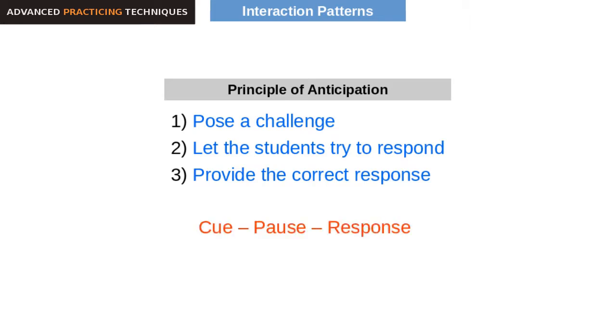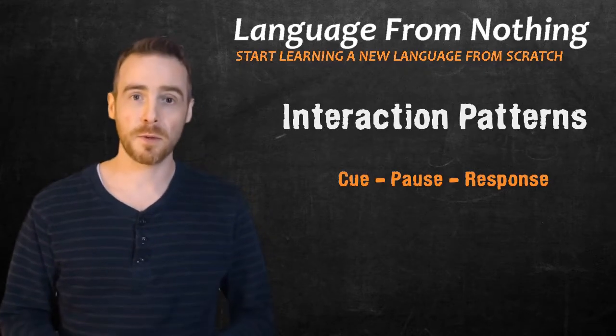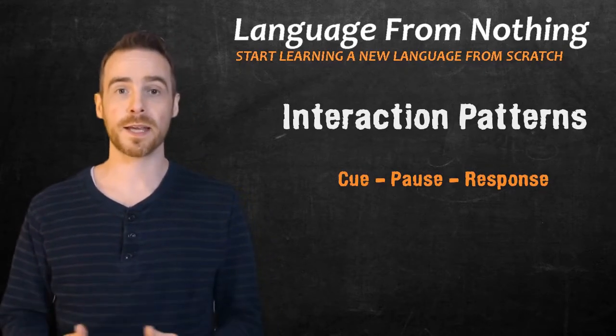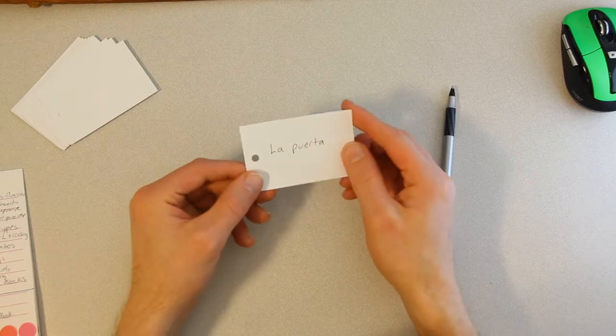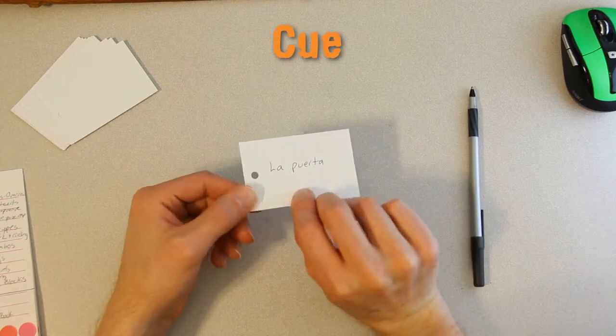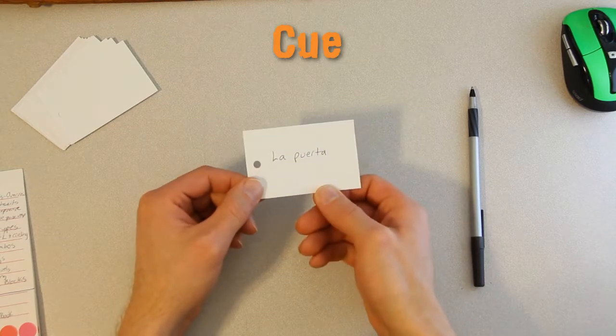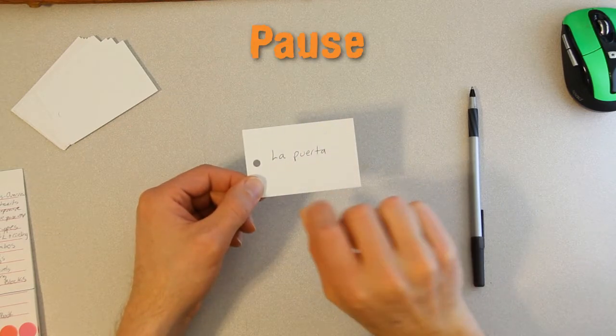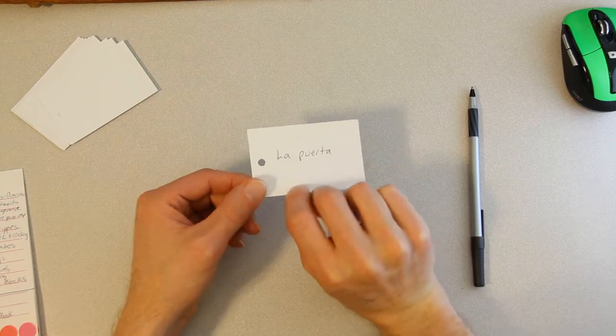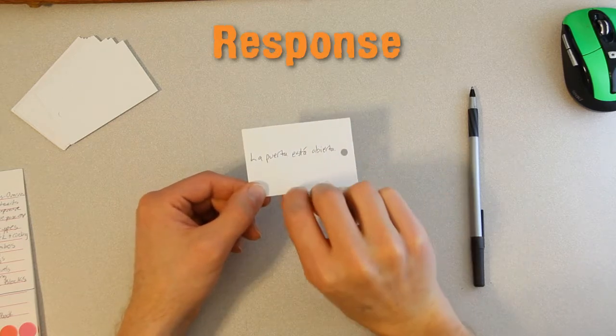The interaction pattern is basically using this same principle of anticipation with your habitat sentences. Your cue is the prompt, side 1, door, and your response is side 2, the full sentence, the door is open. And the pause is the moment you ponder the answer before you flip the card. So that is how the interaction pattern works.